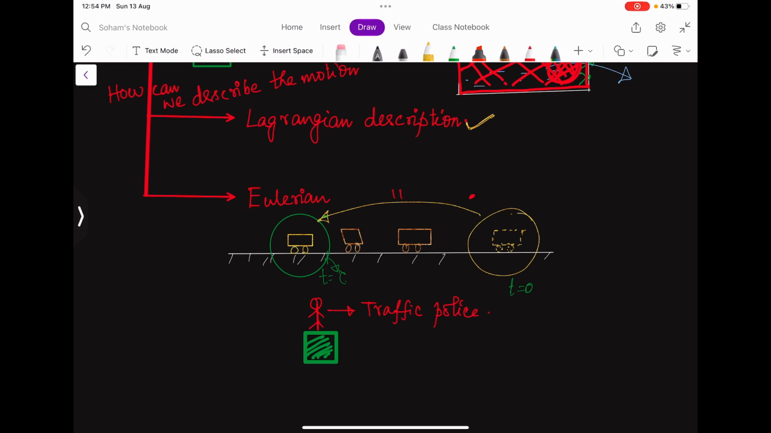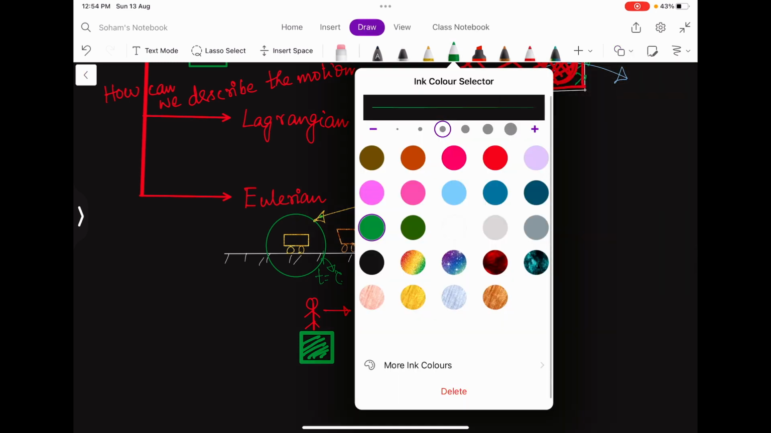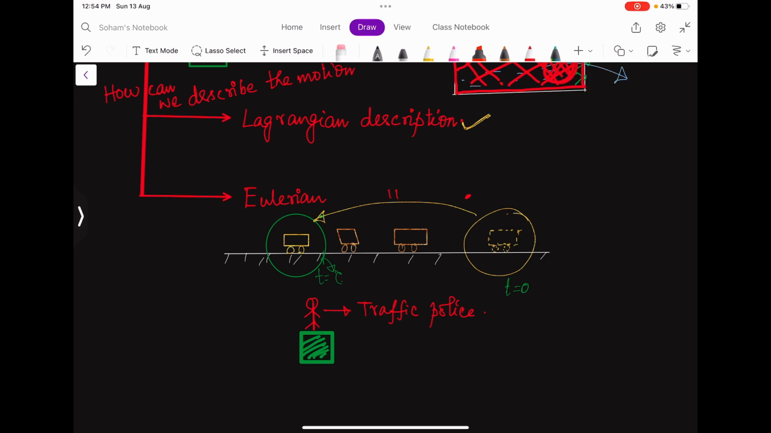Now in the second kind of description, he is observing a particular space. He is saying that I will only fix my attention into this space. So he is not pointing to a certain car, but he is interested in whatever is entering into this space, whatever is leaving from this space, and whatever change is happening in this domain. He is interested in this space or domain only. Clear? Domain only.